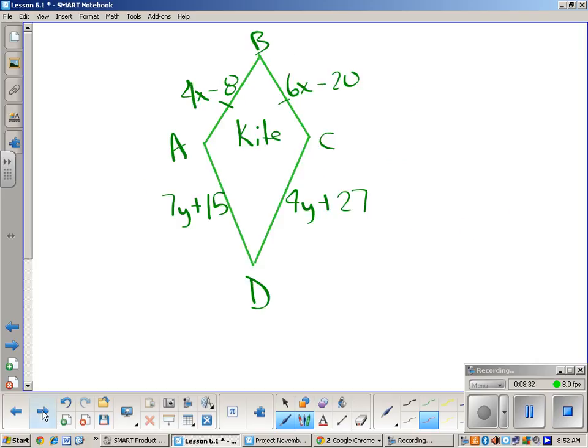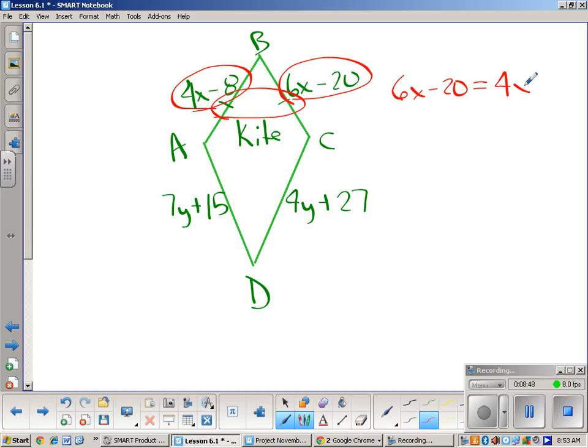This is a kite. How would I solve for x? AB equals CB. There you go. These 2 sides are equal, so these 2 have to be equal. So 6x minus 20 is going to equal 4x minus 8. And how do I solve for y? Same exact thing but the bottom 2. Since it's a kite, these 2 are equal. So this is equal to this, and I solved that.